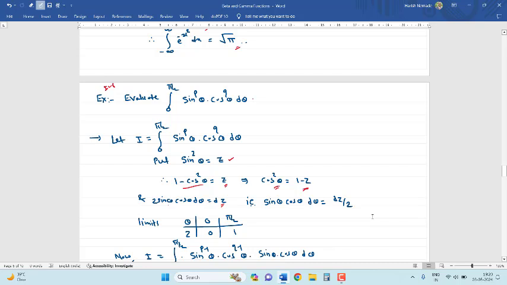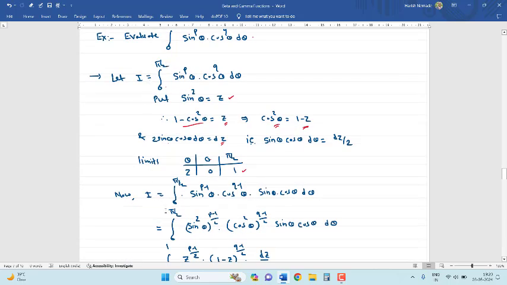Now the limits of the integration. Here theta is running from 0 to pi by 2. Whenever theta is equal to 0, z is equal to 0, and whenever theta is equal to pi by 2, z is equal to 1, because sin pi by 2 is 1. So here z is running from 0 to 1.